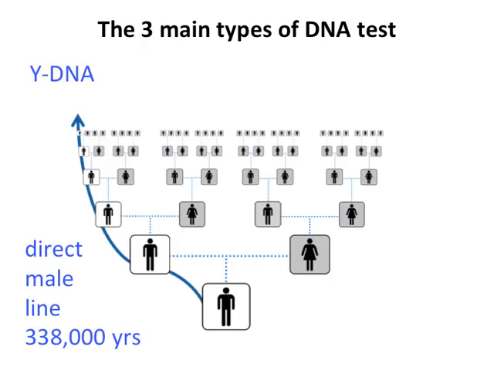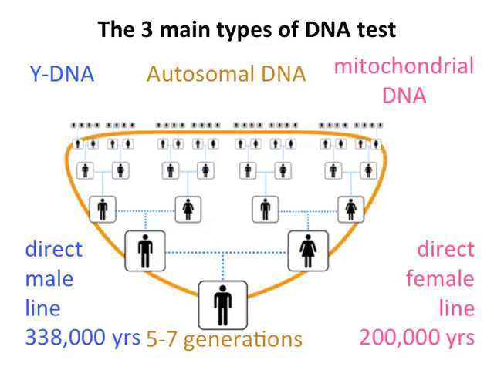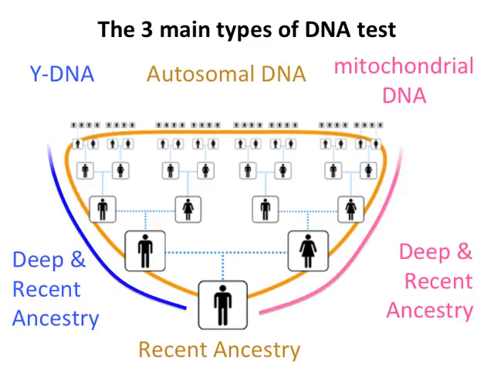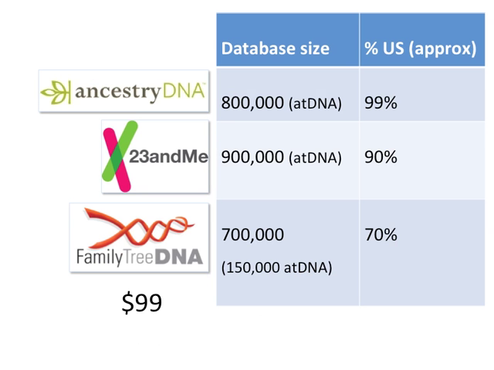Just to recap, Y DNA, father, father, father, one ancestral line. Mitochondrial DNA, mother, mother, mother, one ancestral line. Autosomal DNA, all of the ancestral lines, going back to about your 5th, 6th, 7th generations. That's about 64 great-great-great-grandparents. So the useful thing about Y DNA is that if you're an adoptee, it can identify the surname of your birth father. And we'll take a look at that. The mitochondrial DNA is not much use for adoption cases, but it can give you some clues.